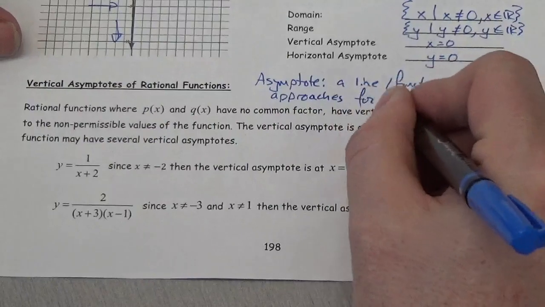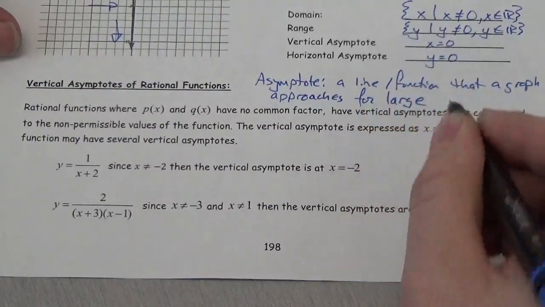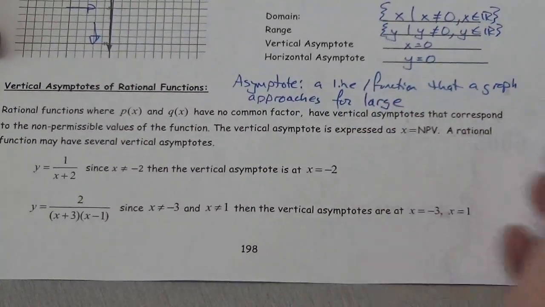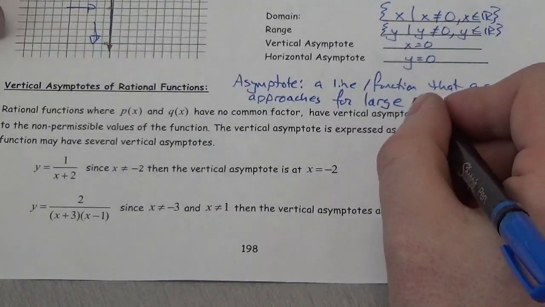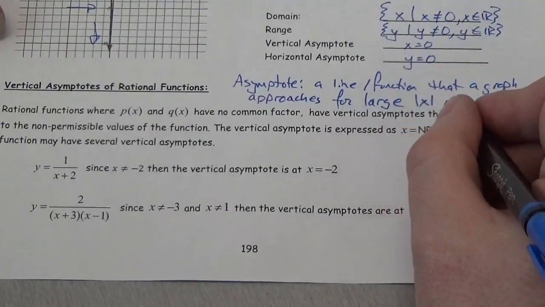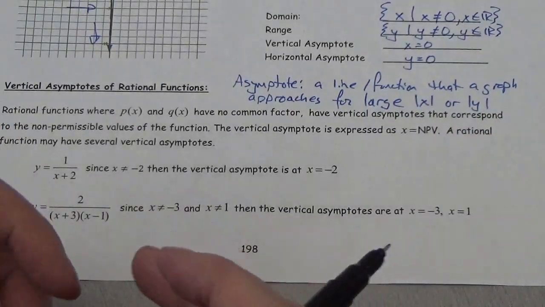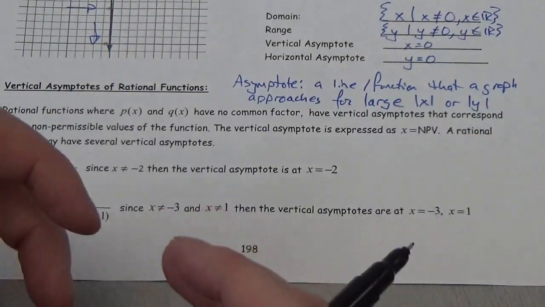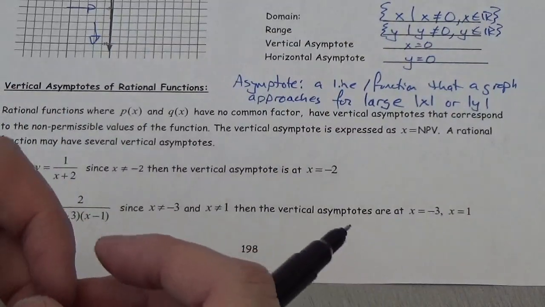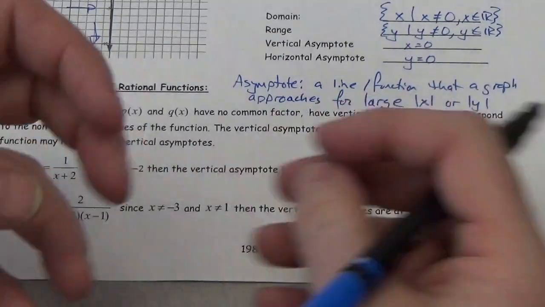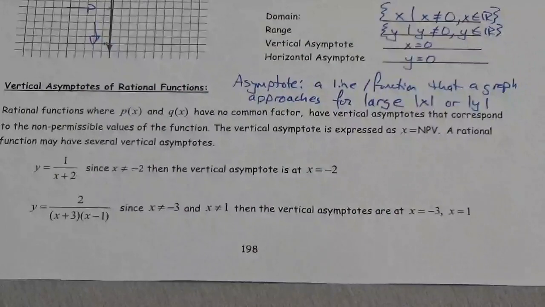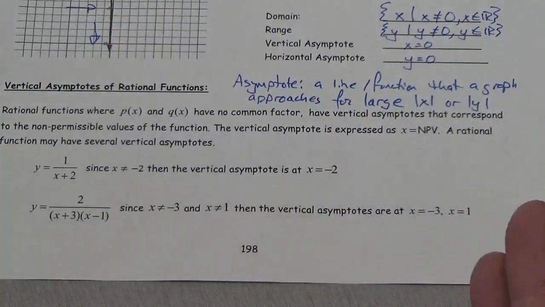for large. Now, normally I would write this out a little bit longer here, but I'm going to run out of room here in a second. For large absolute value of x or absolute value of y. Basically, what I'm saying here is an asymptote is a line that the graph gets closer and closer and closer to as you go really far away horizontally or really far away vertically, or both for that matter. It's just something that it approaches here.